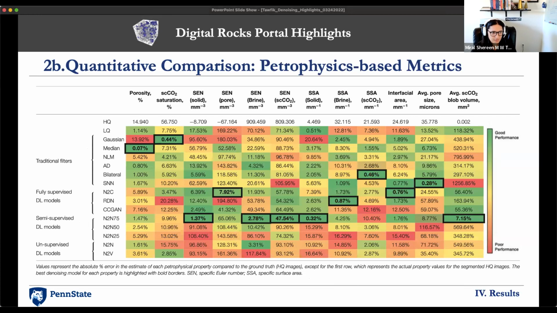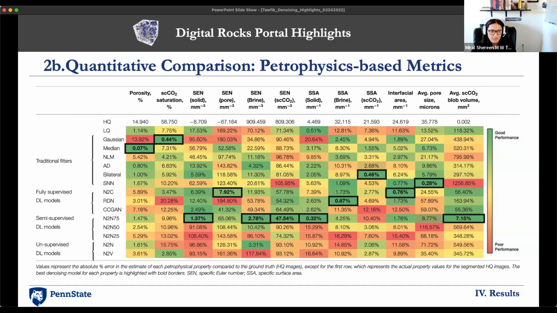And next, we evaluated the algorithms based on the percent difference or percent error in the calculated petrophysical properties compared to the high quality values, which are shown in the first row in this table. So similar to the previous slide, we'll only touch on the bigger picture here. So overall, there is still not one algorithm that is most accurate across all properties. We also see, for example, that for porosity, which is a bulk property, the traditional filters, specifically the median and anisotropic diffusion, performed the best, whereas the Gaussian filter had the worst performance, which was around 14% error.